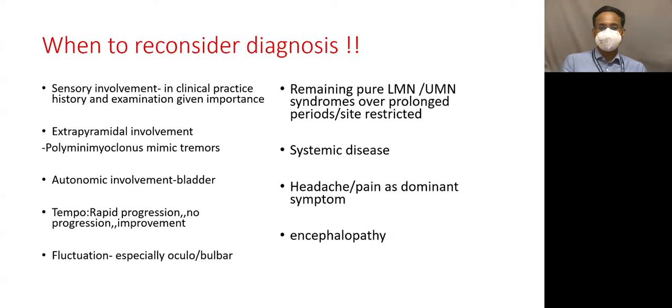In the presence of a systemic disease, it is very difficult to make a possible diagnosis of motor system disorder. Headache or pain as a dominant symptom: if a patient develops acute onset pain in the shoulder and the neck, and then develops weakness, one must consider that the possibility is more of a radiculopathy or wasting rather than ALS as the manifestation. And if there is encephalopathy, then one should not consider ALS, because we don't find encephalopathy as a common presentation in motor system disease.